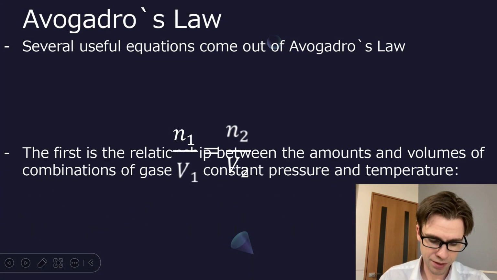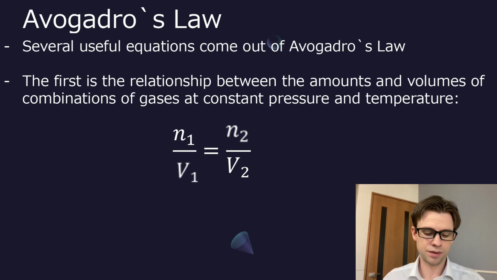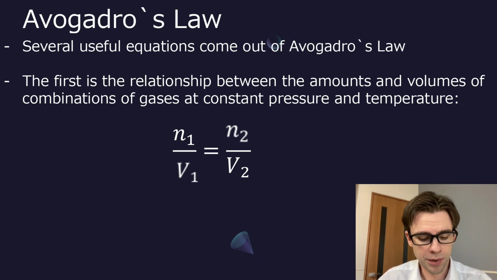So what does this come down to mathematically? We can get several useful equations out of this. The first is the relationship between the amounts and volumes of combinations of gases at constant pressure and temperature. So we can have this N1 over V1 equals N2 over V2. This is a consequence of the statements I made on the previous slide, where volume is directly proportional to number of particles, number of moles.